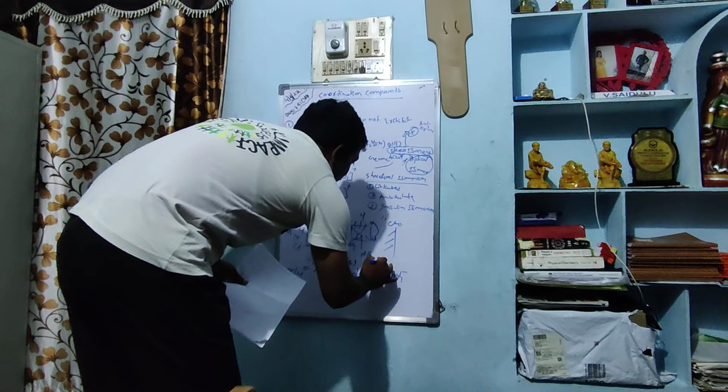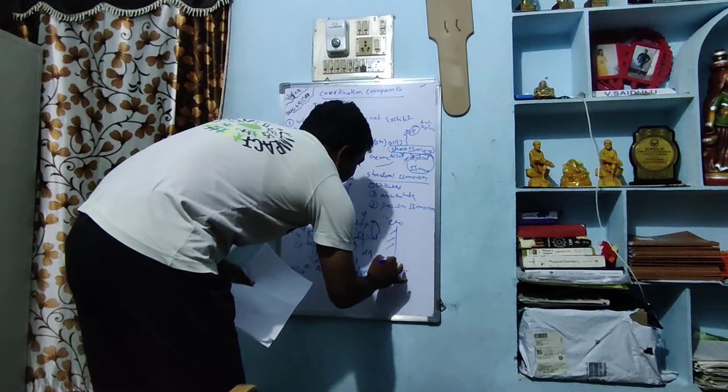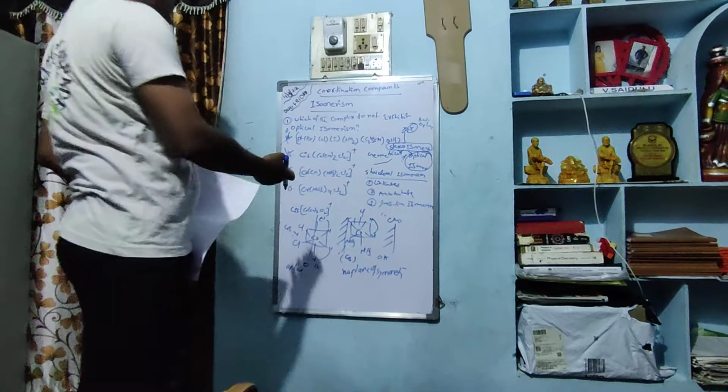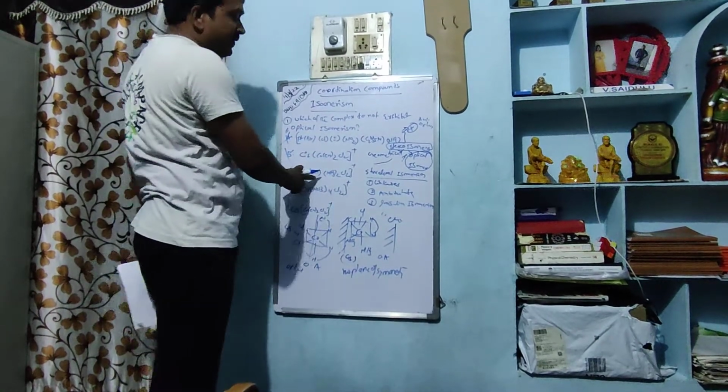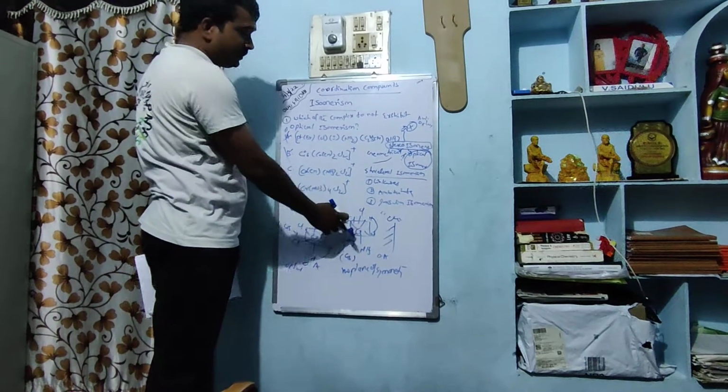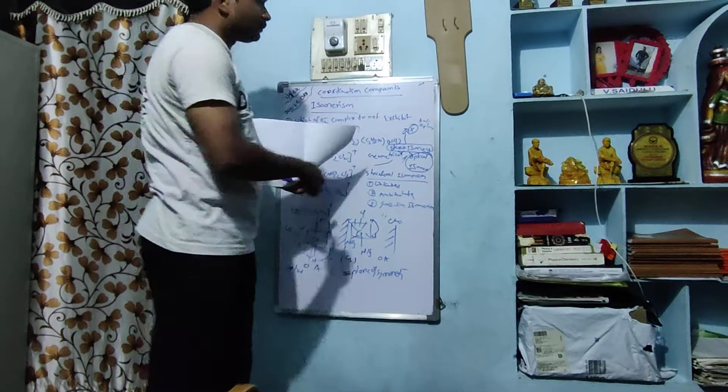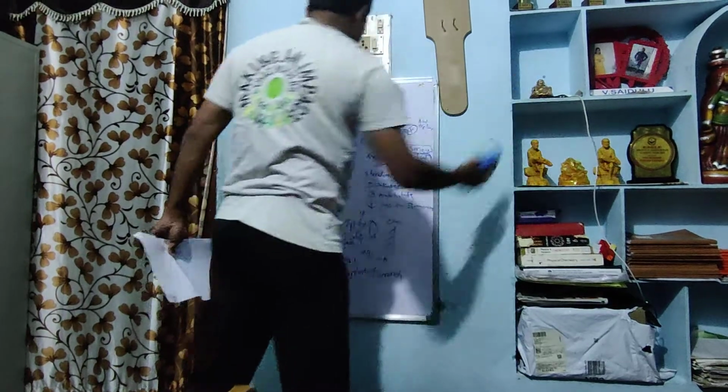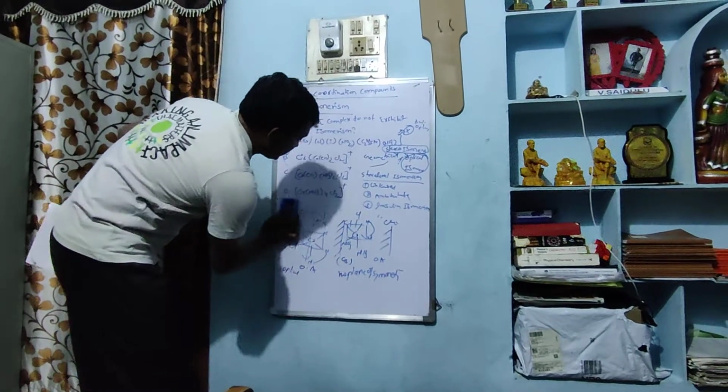It will show optically active. If you take one more form, it doesn't mention any cis or trans. This is having two types of isomerisms. One is cis form, another one is trans form.